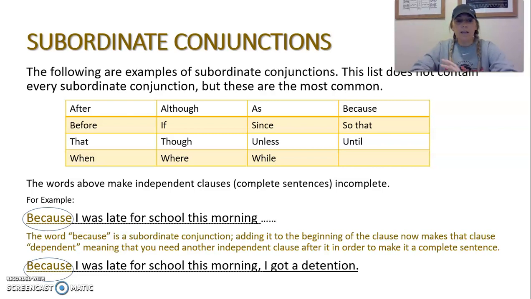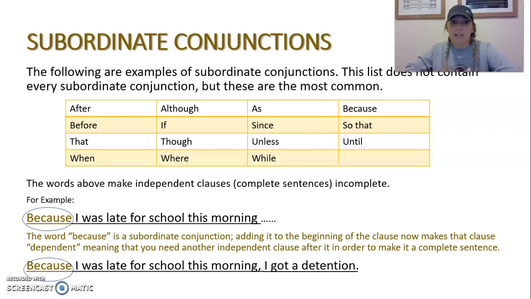So if you add one of these words to an independent clause, it automatically makes it dependent. So for example, I was late for school this morning. Again, independent clause. If I walked up to you in school one day and I said, I was late for school this morning, you would be like, okay, sweet, right? But if I walked up to you and I said, because I was late for school this morning, you would be like, yeah, what happened, right?